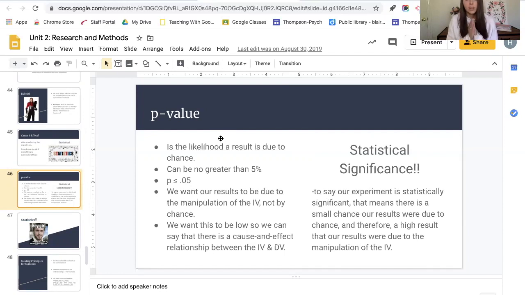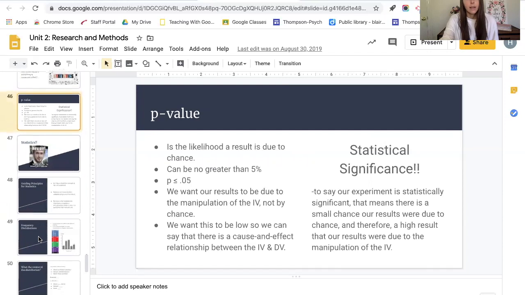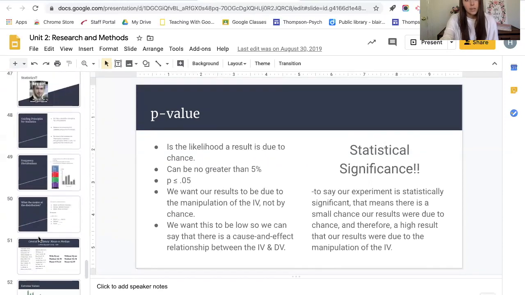It's the likelihood that the result is due to chance, right? So if you have a low p-value, then the result is not likely due to chance, which is good. That's what we want. But if the p-value is high, then your results are due to chance, and that's not significant, right? So maybe go back and read over this slide, read over that part in the textbook if you're still a little bit confused by that.